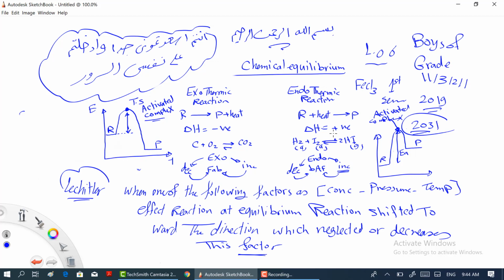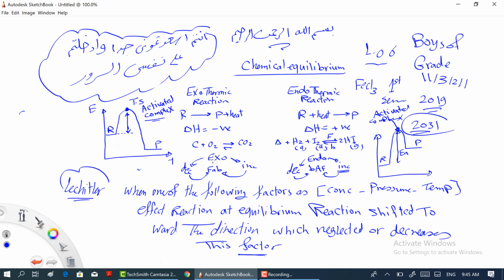Take an example. For this reaction, it is endothermic. If we increase the temperature, at which side of the reaction do we find the heat? We find heat in this direction. By increasing the temperature, the reaction must move away from the side of the heat, so it will shift forward. But what happens if we decrease the temperature? Decreasing the temperature, we must return back to the heat again, so it will shift backward.